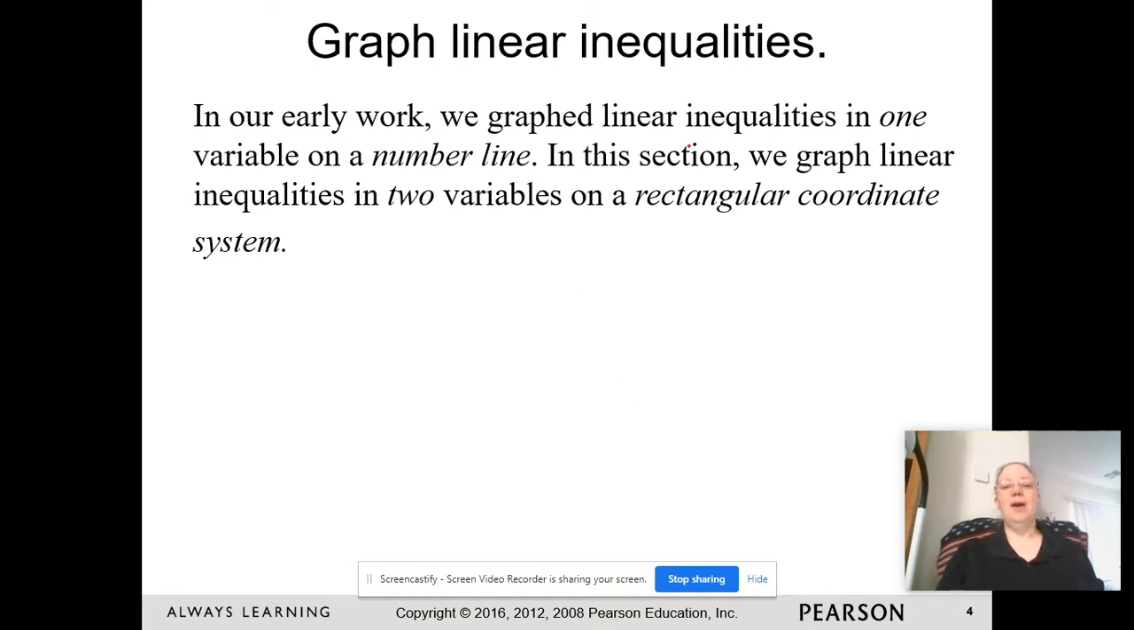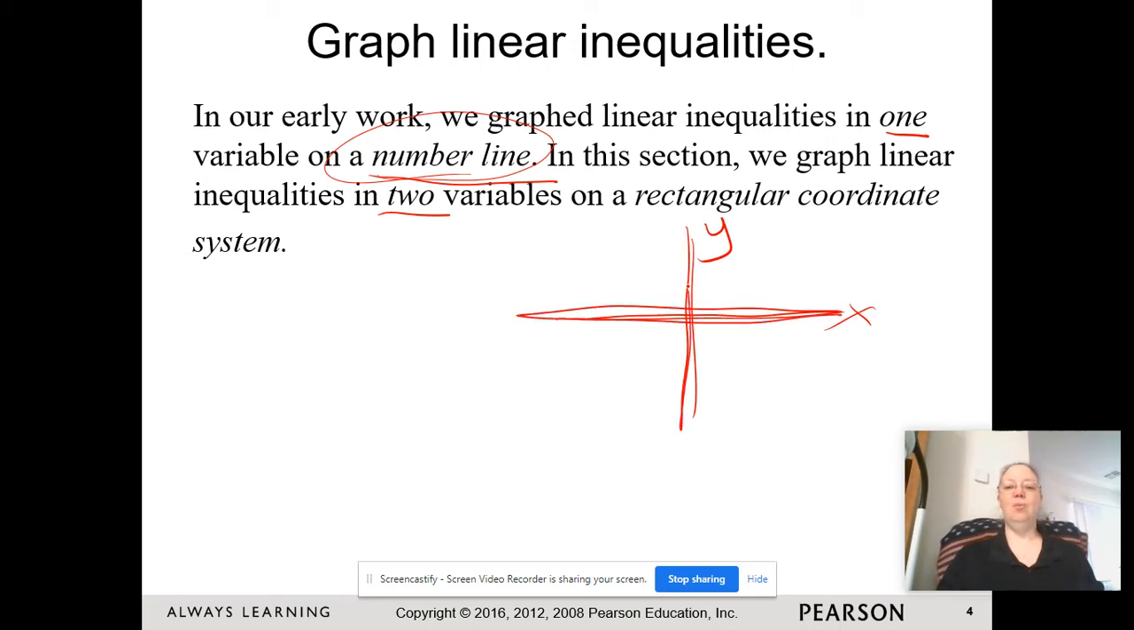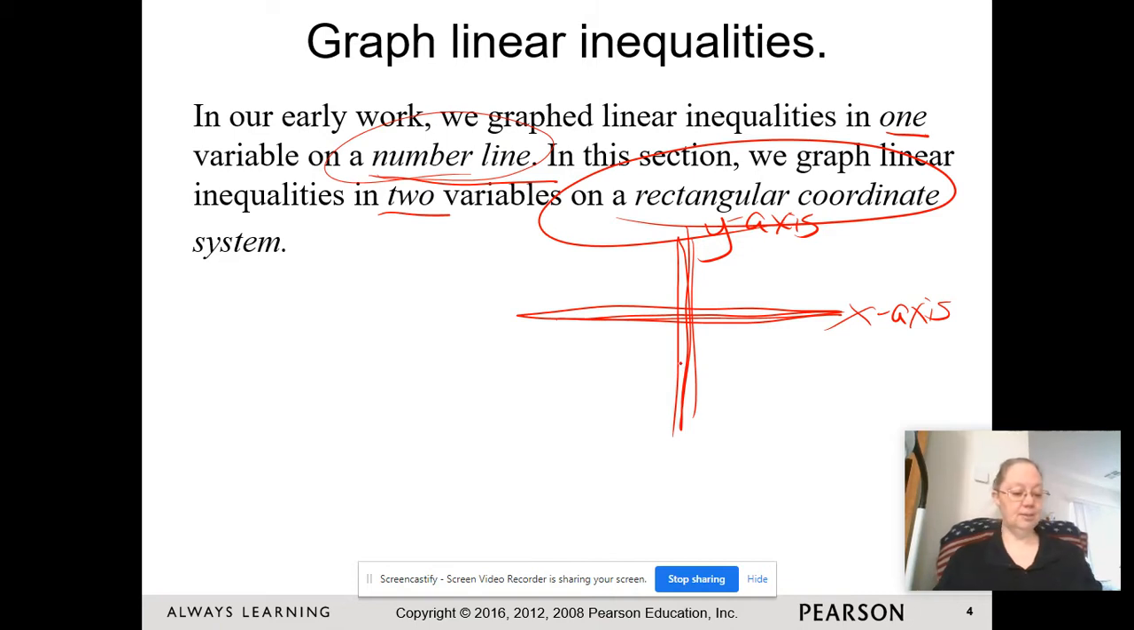So when we graphed linear inequalities with one variable, we used a single number line. In this section, we graph linear inequalities in two variables. So that means we have to have two number lines, which we draw like this. Okay, so this is my x number line, and this is my y number line. Usually we call them axes. So my x-axis and my y-axis, aka the rectangular coordinate system.